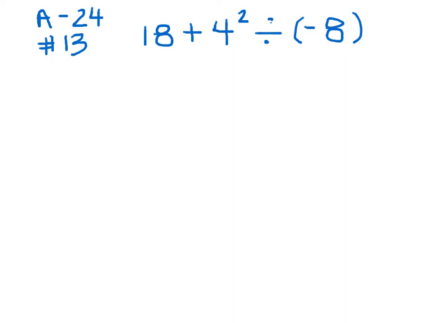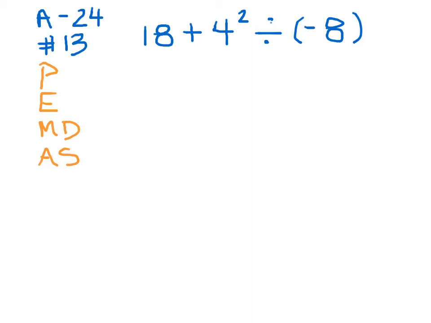Right, this is video A24, number 13, and I'm going to do 18 plus 4 squared divided by -8. All right, so I have to go back and think about my order of operations, right? If I think really quickly, I remember it goes PEMDAS. I wrote it like this because we do parentheses first, then exponents, then multiplication and division in order from left to right, and addition and subtraction in order from left to right.